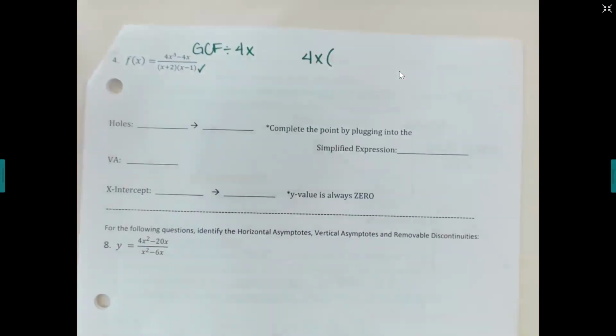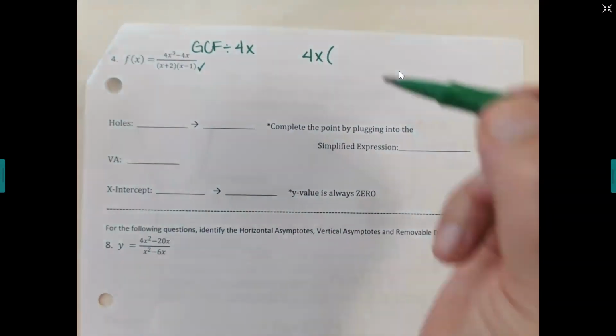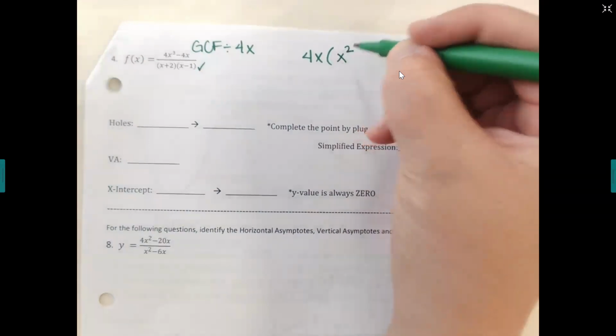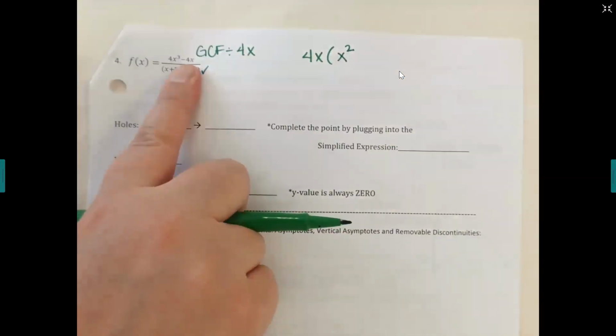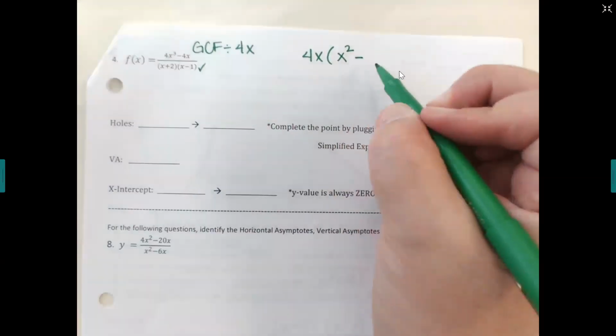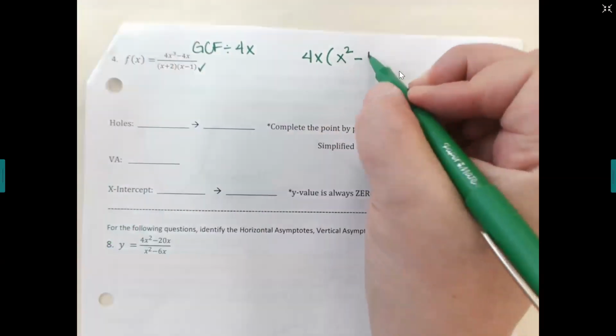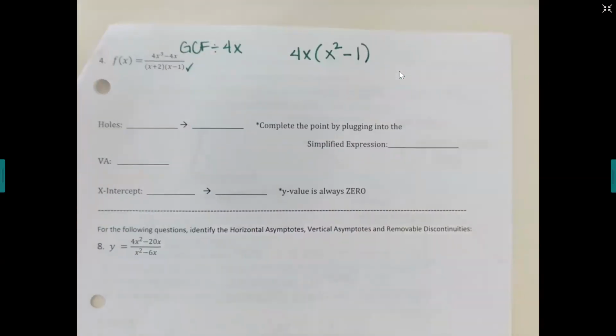What's that gonna leave me behind with if I had a 4x cubed and I took out a regular 4x? 4x squared. X squared. And then I have to leave something here, so if it's a -4x divided by 4x, now that's a minus 1. 4 divided by 4 is 1. Good? Okay, that's not broken down all the way, we're gonna have to go one more.